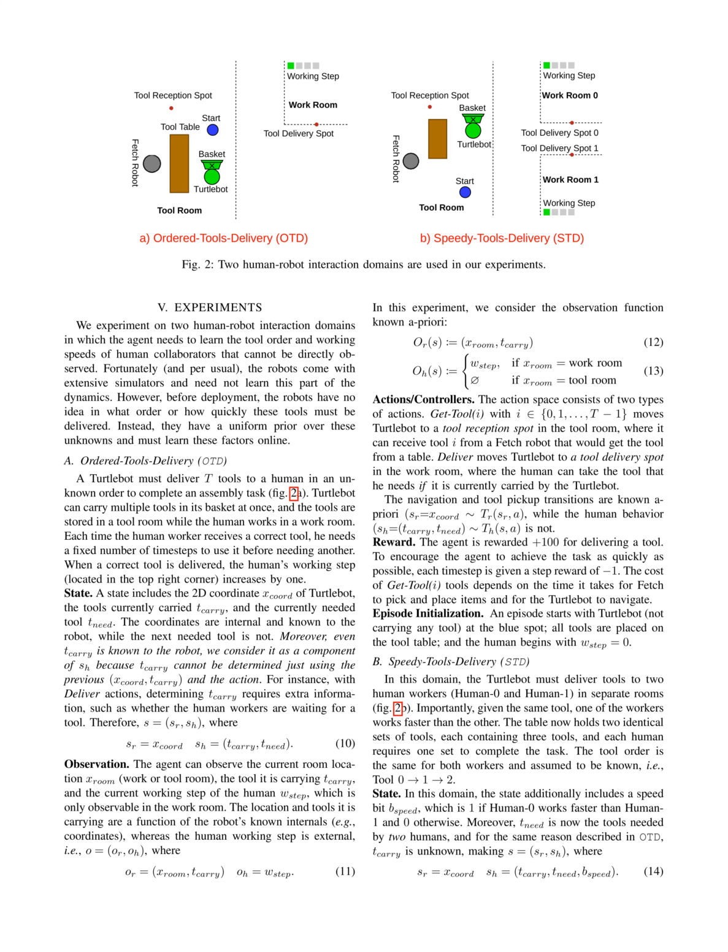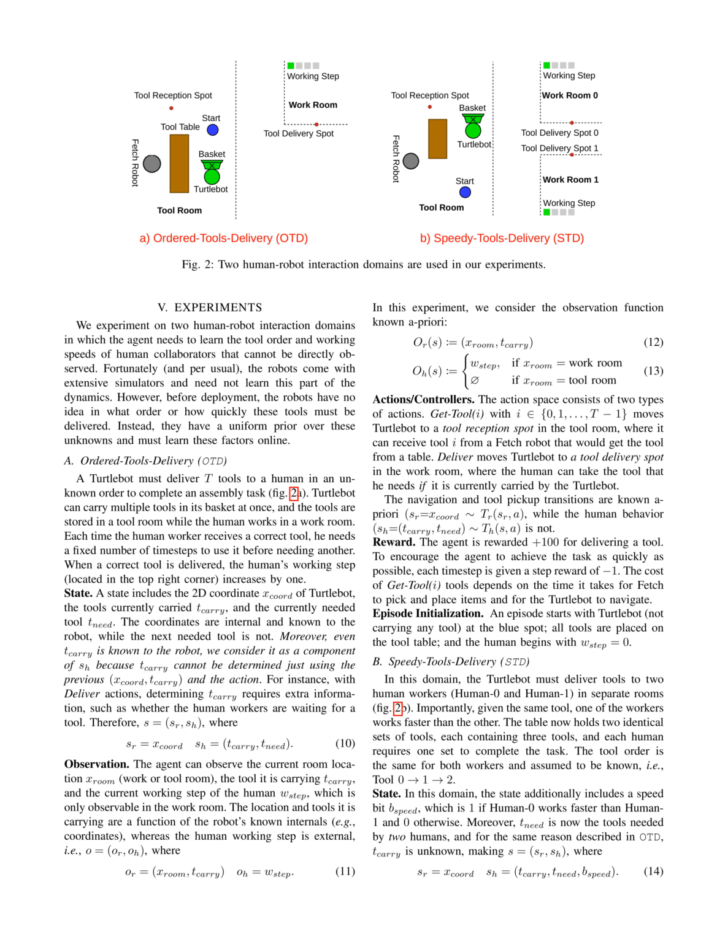Observation. The agent can observe the current room location, the tool it is carrying, and the current working step of the human, which is only observable in the workroom. The location and tools it is carrying are a function of the robot's known internals, e.g., coordinates, whereas the human working step is external. O = (O_R, O_H), where O_R = (room location, tools carried), O_H = working step. In this experiment, we consider the observation function known a priori: O_R is a function of S_R (room location, tools carried), and O_H equals working step if room location equals workroom, and null if room location equals tool room.